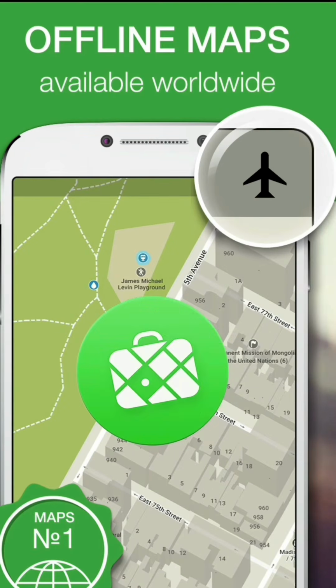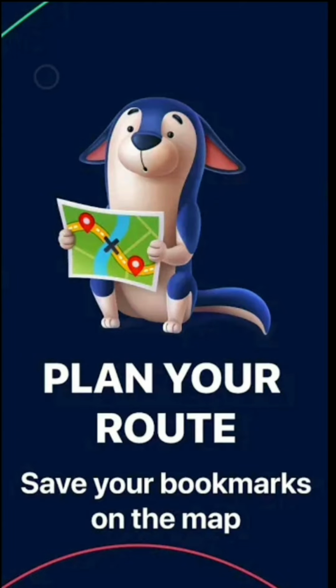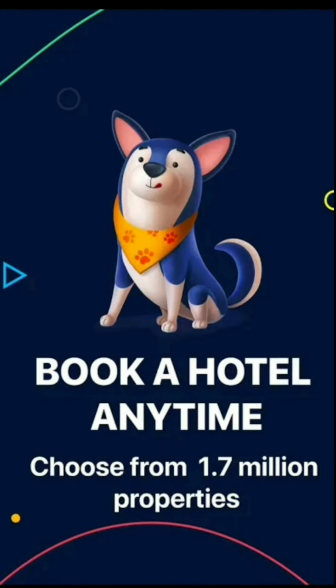Hi. In this video, I will show you how to use Mapsme. Mapsme is the best of the best offline navigation map today. Map your route with 5 types of navigation. Plan your route and save time by saving your bookmarks on the map. Search offline. Find absolutely everything on the map or even book a hotel anytime anywhere around the world.